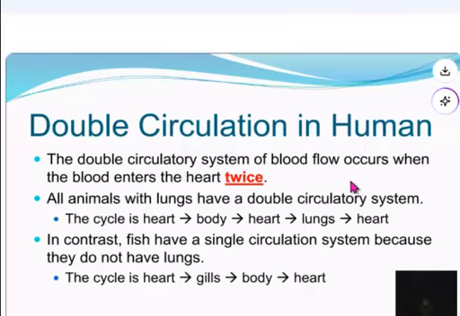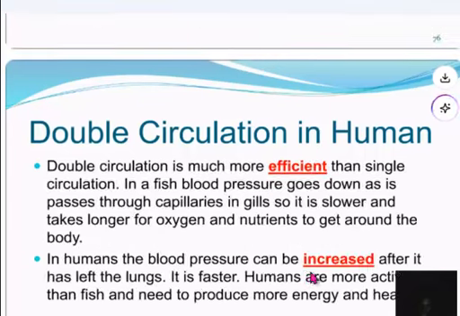The double circulatory system of blood flow occurs when the blood enters the heart twice. All animals with lungs have a double circulatory system. The cycle is heart, body, heart, lungs, heart. In contrast, fish have a single circulatory system because they do not have lungs. The cycle is heart, gills, body, heart. You can see now: heart, gills, body, heart.